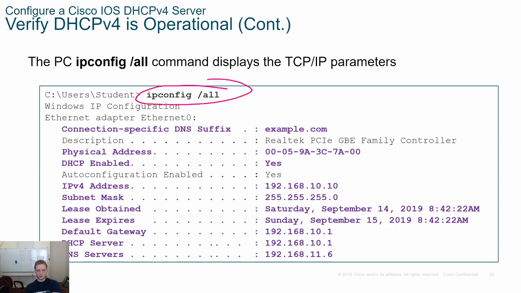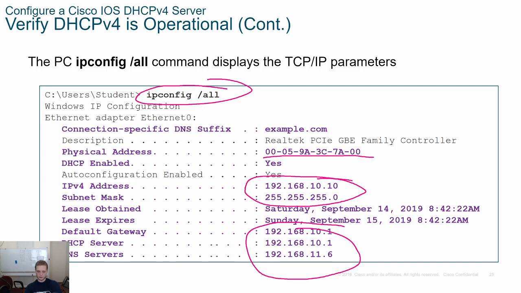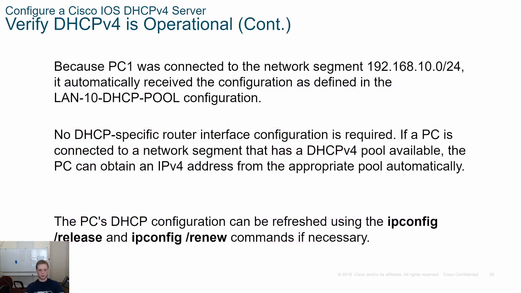Now you can see in Windows your IP config, and you can see the physical address, the IP address associated with it, default gateway, DNS servers, DHCP server, which can be very important if you have a rogue DHCP server on your network. You might want to check that.